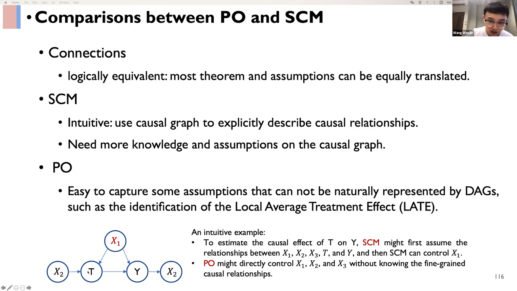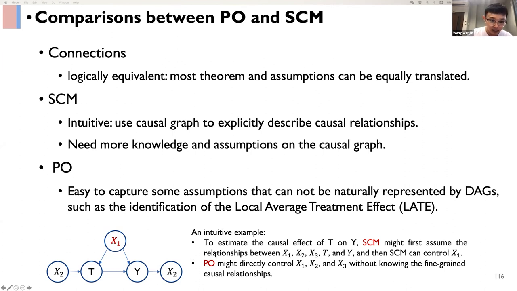Here, we want to estimate the causal effect of the treatment variable T on the outcome variable Y. SCM will first assume the relations between these variables X1, X2, X3, and the relations between T and Y. So the SCM must describe the causal relations by using a causal graph, right? If we know this is the underlying causal relation, we can control X1 to block the backdoor path from T to Y. So we can estimate the causal effect of T on Y, right?